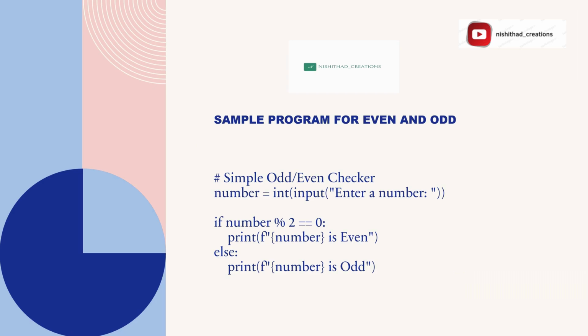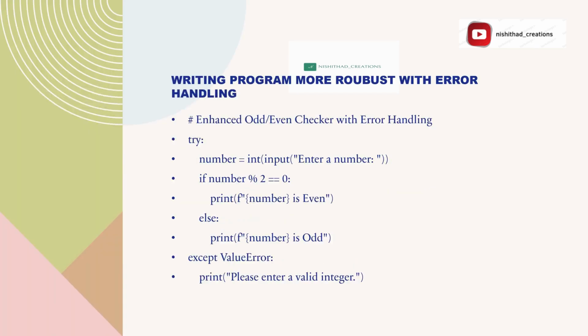This is a sample program for even and odd. We'll use the modulo operator here. We need to know what the modulo operator is in Python. Based on this modulo operator, we can identify whether a number is even or odd. If we get the remainder as 0, we consider it even. Otherwise, it is odd. The modulo operator gives us the remainder of the particular value, and for that purpose we use it in Python. Next, we'll go to the next slide.